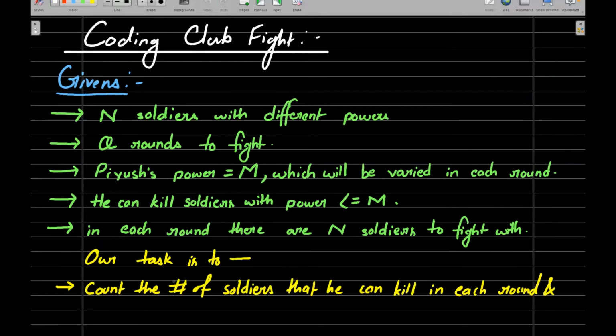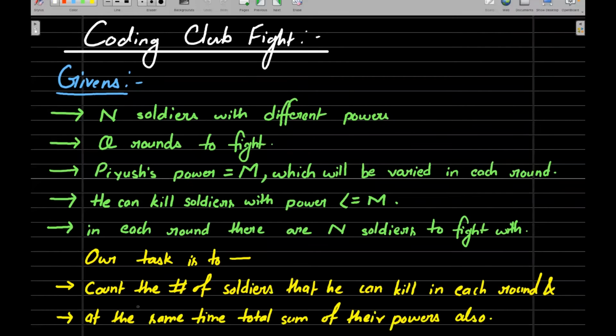What is our task? It is to count the number of soldiers that he can kill in each round, and at the same time find the total sum of their powers also. I mean the soldiers who have been killed, and the sum of their powers. We need to find that.